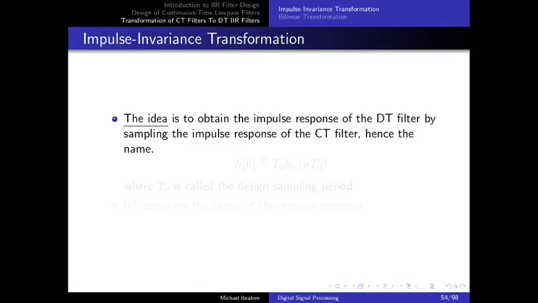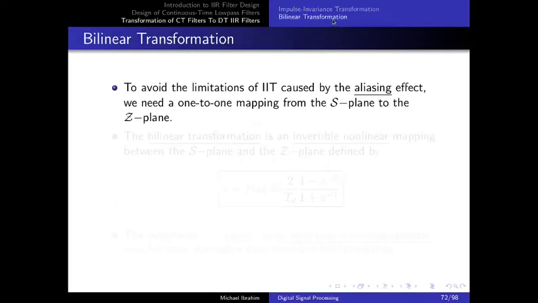So the first type here is the impulse invariance transformation, which we will not go through. We will skip it because it has many limitations and it's not practically applicable. So we will move right away to the bilinear transformation. As we've said, the impulse invariance transformation has many limitations. To avoid these limitations, we will use another transformation which is called the bilinear transformation.